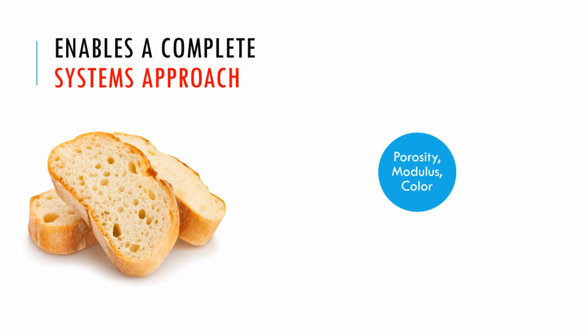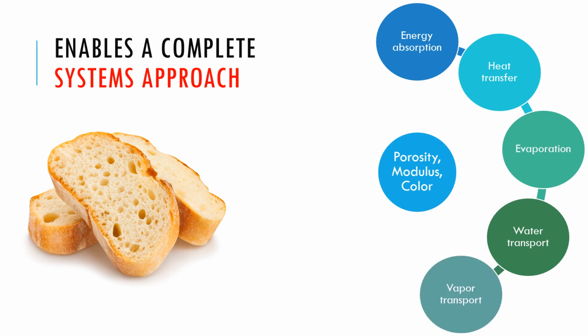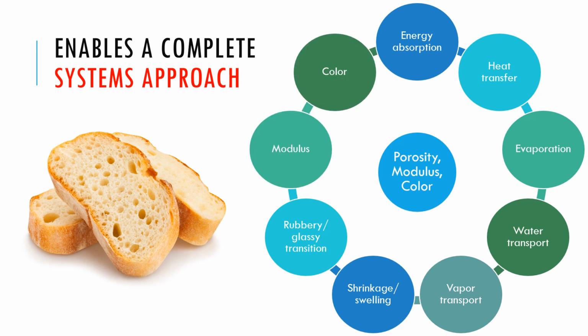So let's see. We have the porosity and the modulus, how soft or hard the bread is, or the color, the final color. That is what we are interested in, but it's a function of energy absorption, heat transfer, evaporation, water transport, vapor transport, shrinkage, swelling, rubbery, glassy, transition of the material, the changes in modulus and changes in color. All of that can be put together in a modeling framework.